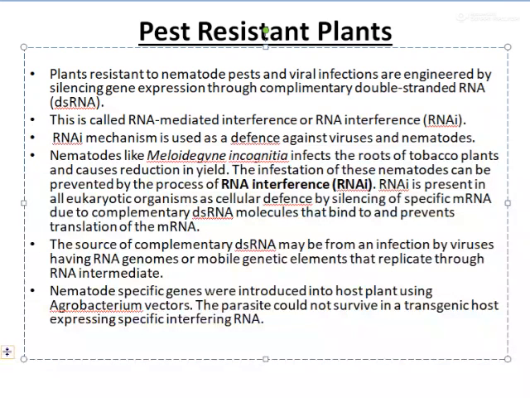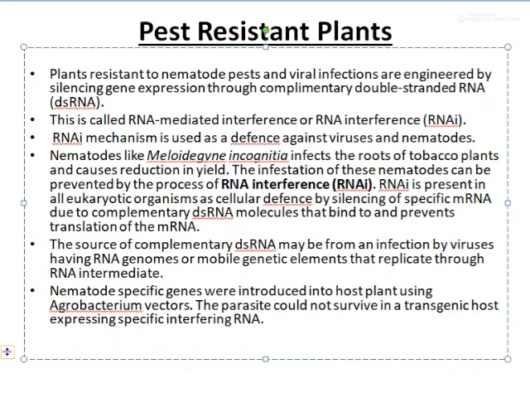Next we have pest resistant plants. Plants resistant to nematodes, pests, and viral infections are engineered by silencing gene expression through complementary double-stranded RNA. What happens is this: for developing pest resistant plants, a technique known as silencing gene expression is used, and this is done with the help of double-stranded RNA. We call this RNA mediated interference, or RNA interference, RNAi.